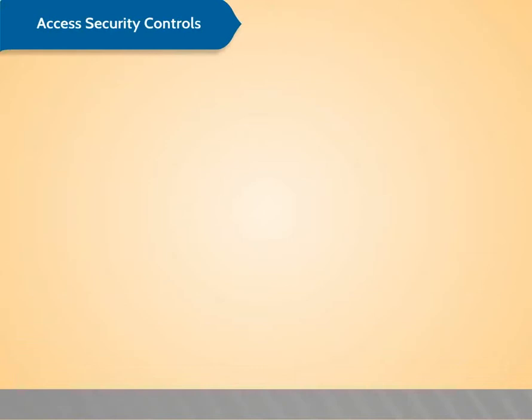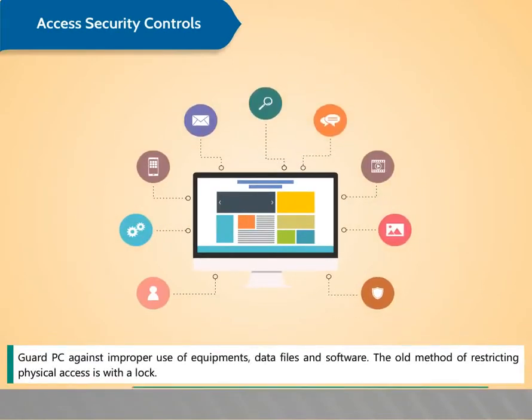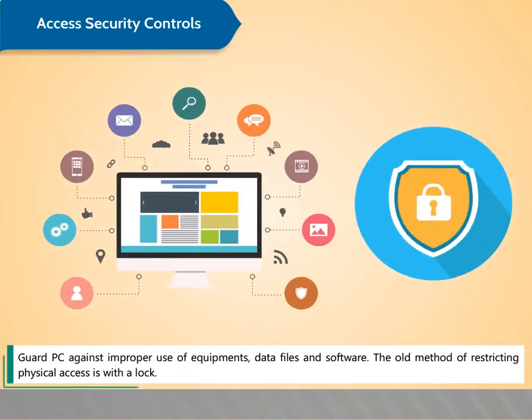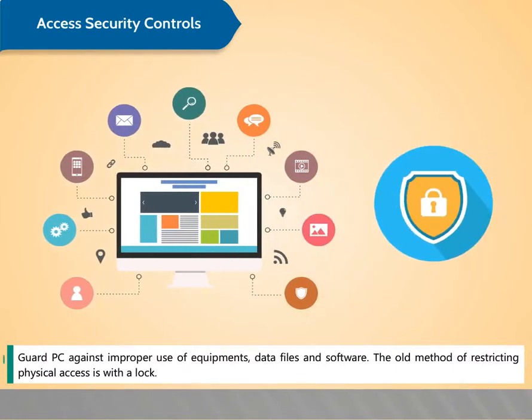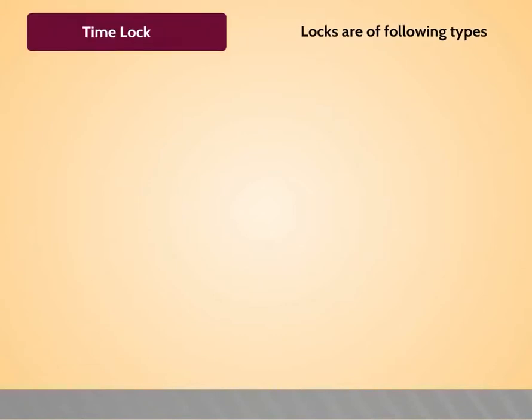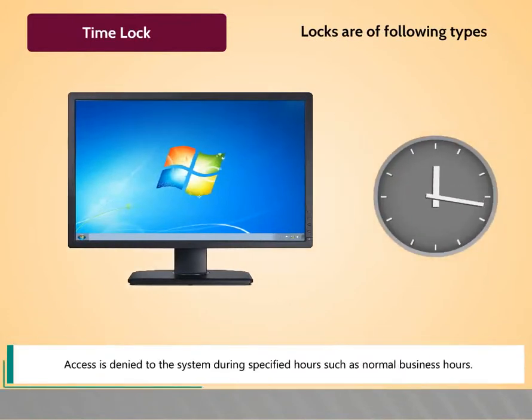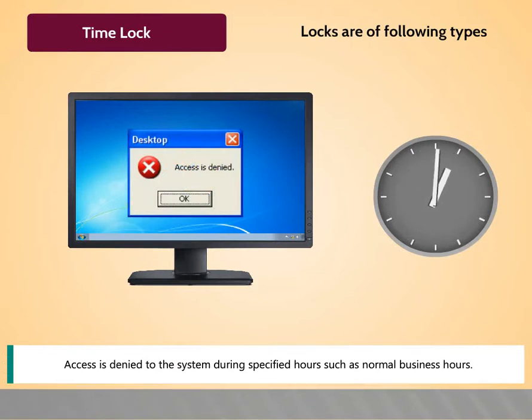Access security controls guard the PC against improper use of equipment, data files and software. The old method of restricting physical access is with a lock. Locks are of the following types: Time lock. Access is denied to the system during specified hours, such as normal business hours.